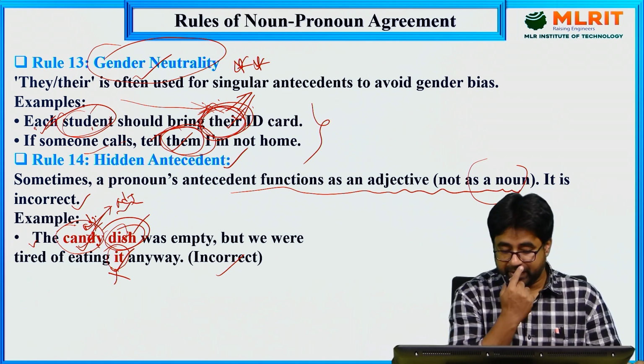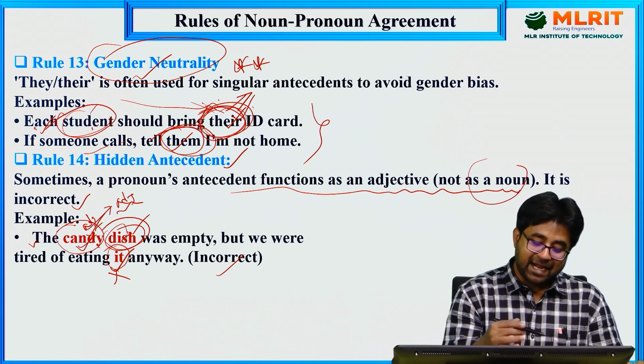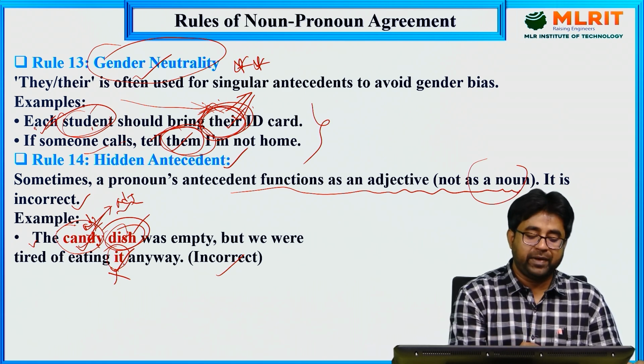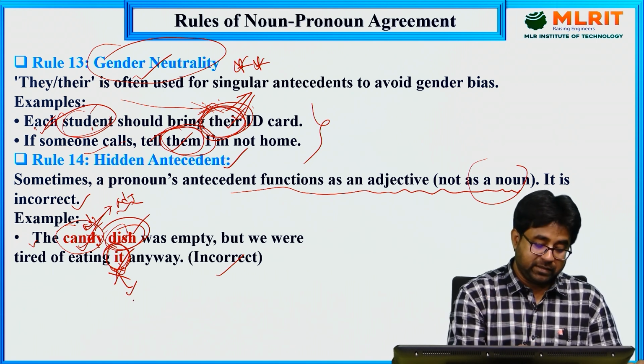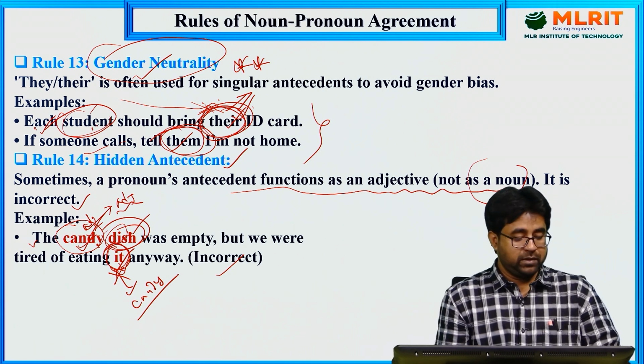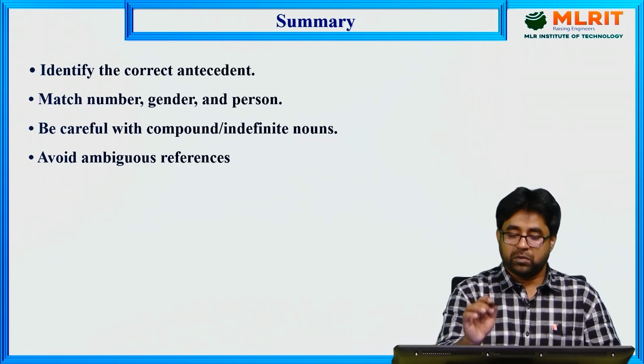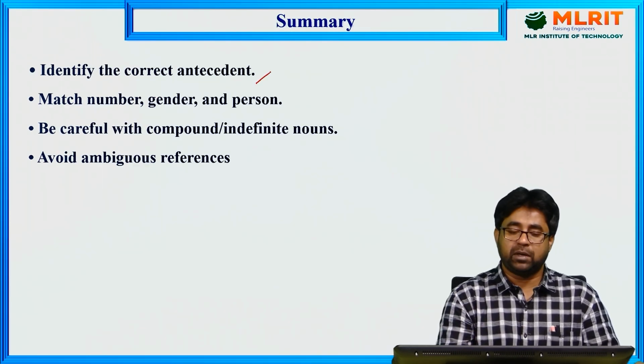How can we modify the sentence then? The candy dish was empty, but we were tired of eating candy anyway. Instead of it, no need to use the pronoun. You use the antecedent candy. Fine. So I hope this is clear. So these are the main rules about noun-pronoun agreement.